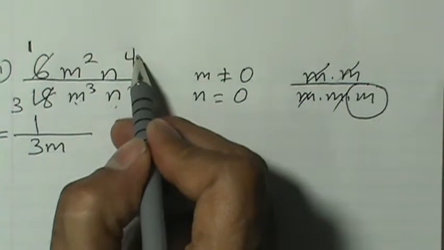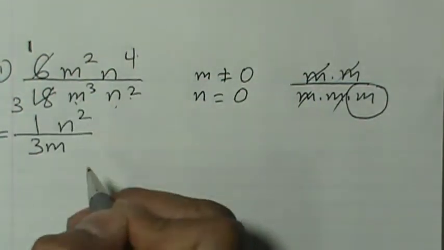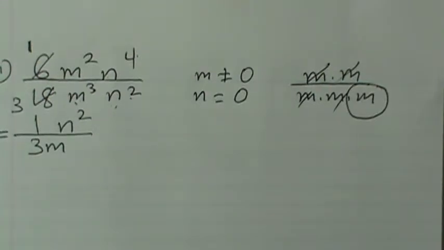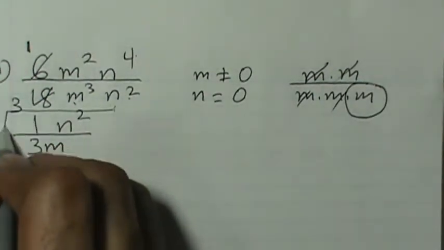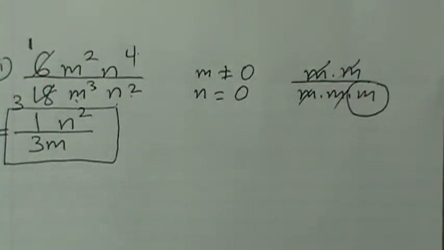Now in terms of n, we look at the n's. Now we have 4 on top and 2 in the bottom. So of course, the top wins by 2. You can look at it that way, a lot easier. Now this is in simplest form of this rational function.